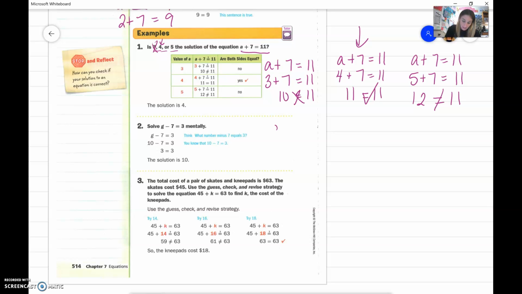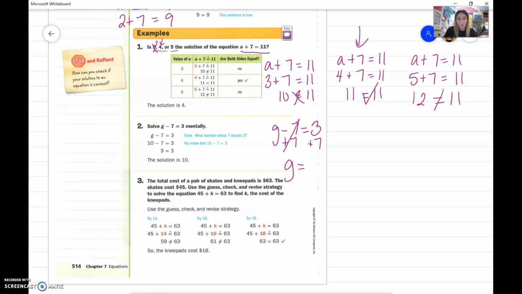Okay? So it says g minus 7 equals 3. So how do we solve this mentally? The one thing that we can do is get that variable by itself. If I'm minusing 7, I want to add 7 to this side of the equation. Whatever I do to one side of the equation, I must do to the other side. So I'm going to add 7 to this side. A negative 7 and a positive 7 cancel out, and I'm left with just g.